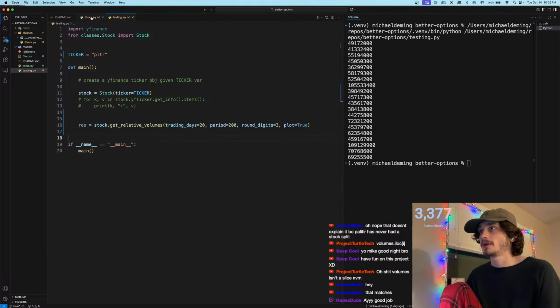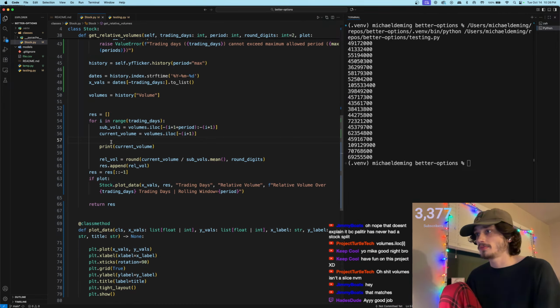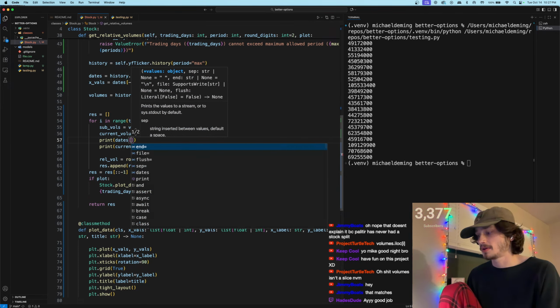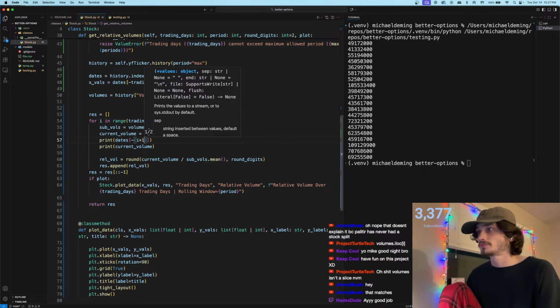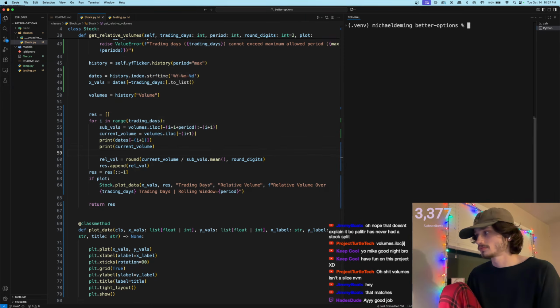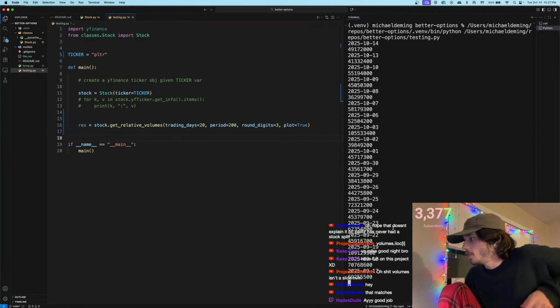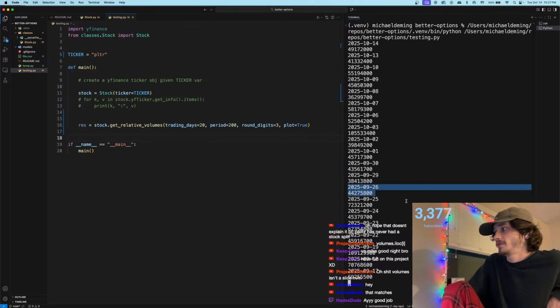Now if I go here and say print not only the current volume, but print the date index of negative I plus 1, and run, we get this, which puts the 26th at 44 million. Perfect.